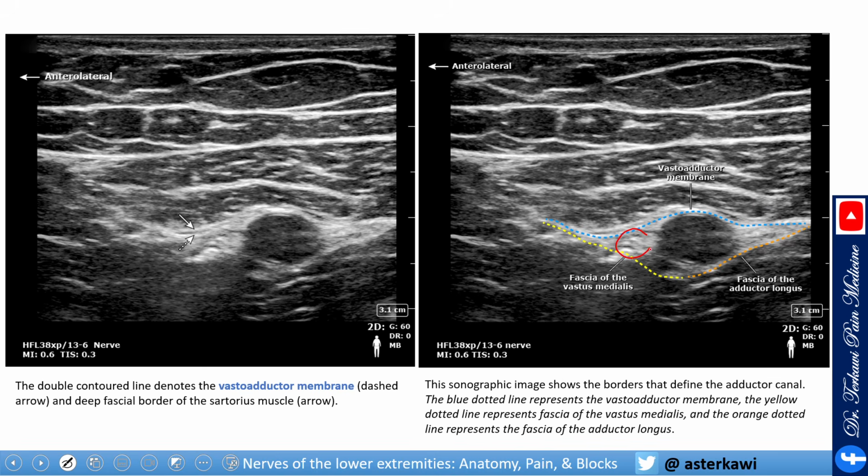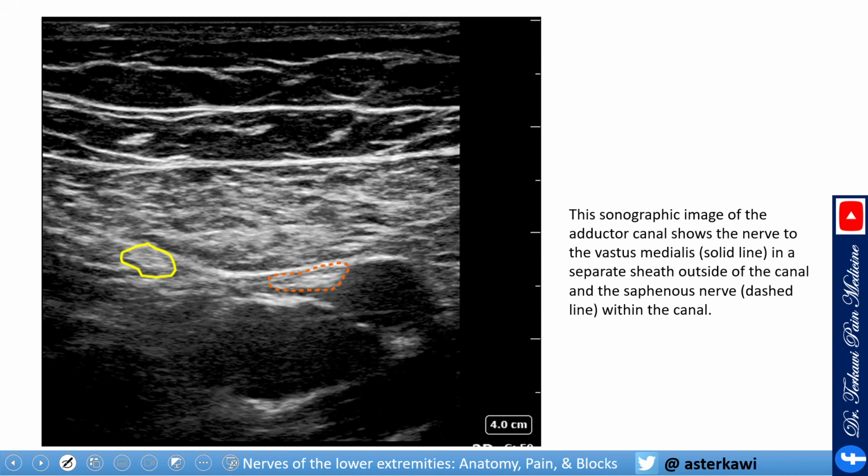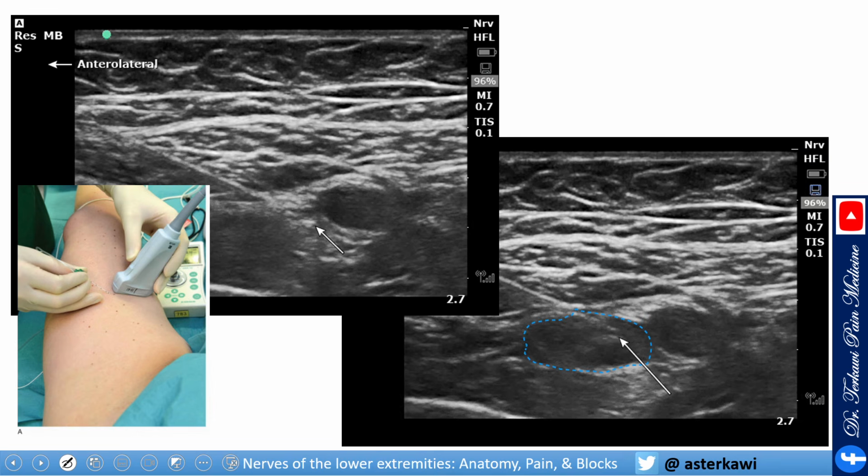And if you notice here, the saphenous nerve is just lateral to the vessels, and somewhere here you should see the nerve to vastus medialis outside the adductor canal. This is a clearer picture: in the yellow, that's the nerve to vastus medialis, and in the orange, that's the saphenous nerve. So you have what we call transsartorius versus infrasartorius, just to tell you.